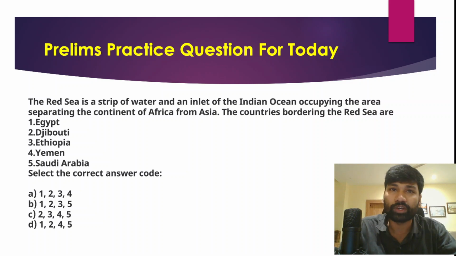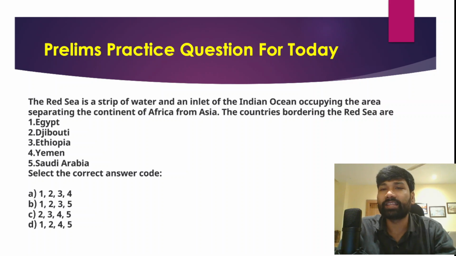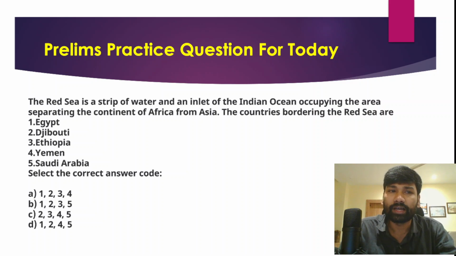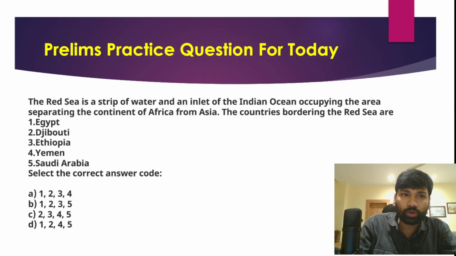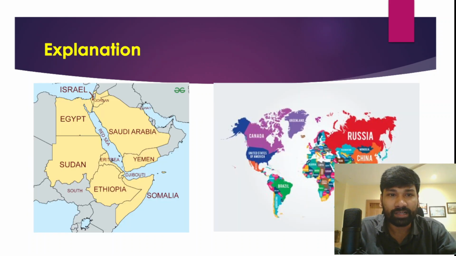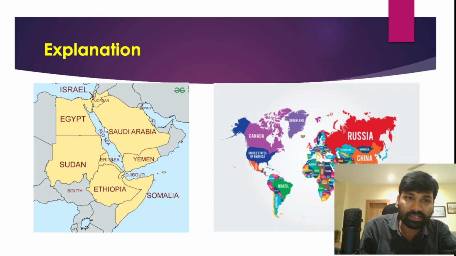Which of the following countries are actually sharing their borders with the Red Sea? Now you can see in the options, only four countries share their borders with the Red Sea, and we need to identify those countries. If you look at the map of the countries sharing their borders with the Red Sea, this is the location of the Red Sea, right?